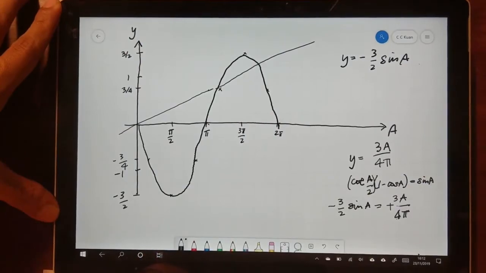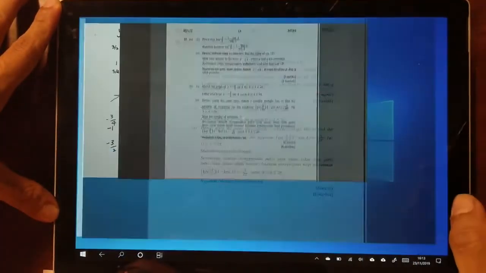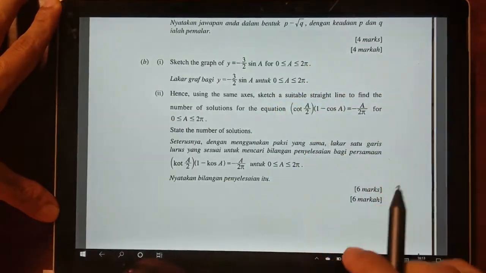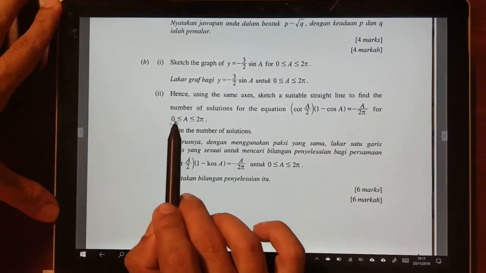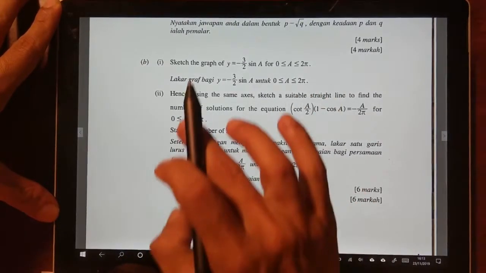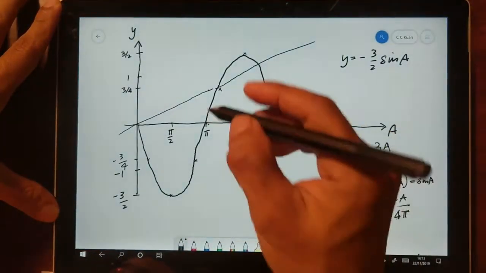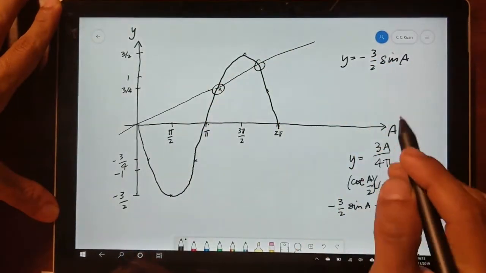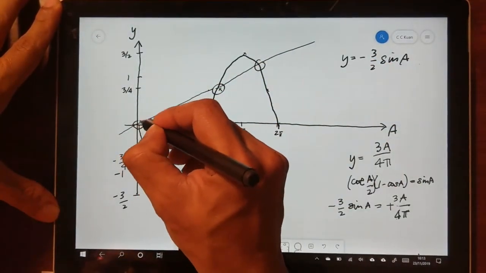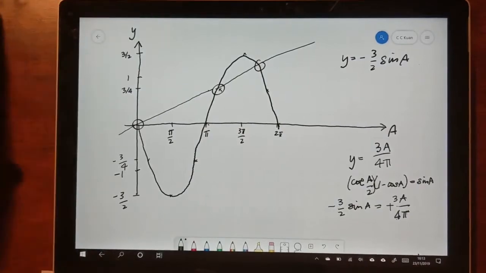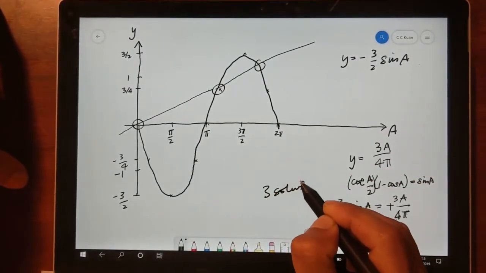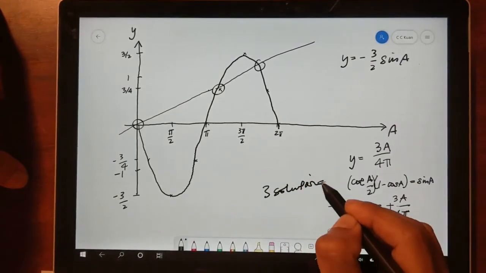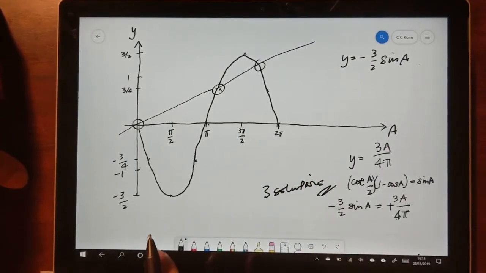So the number of solutions, which is what the question wants, doesn't actually want you to find the solutions. You just need to state the number of solutions from 0 to 2 pi inclusive. So these are the little tricks. You can see that crossing, that crossing, so there are 2 solutions, but that's also 1 solution right there. So there's a little trick there. So the answer is 3 solutions. Okay, that's it. Done.